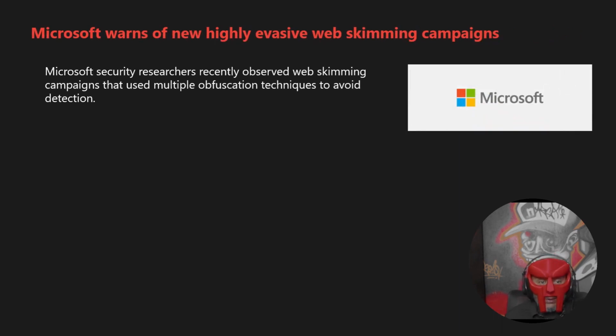Microsoft security researchers recently observed web skimming campaigns that used multiple obfuscation techniques to avoid detection.